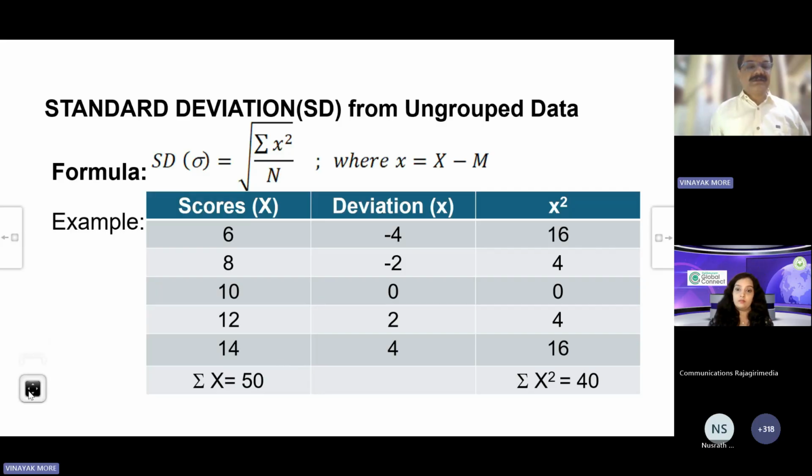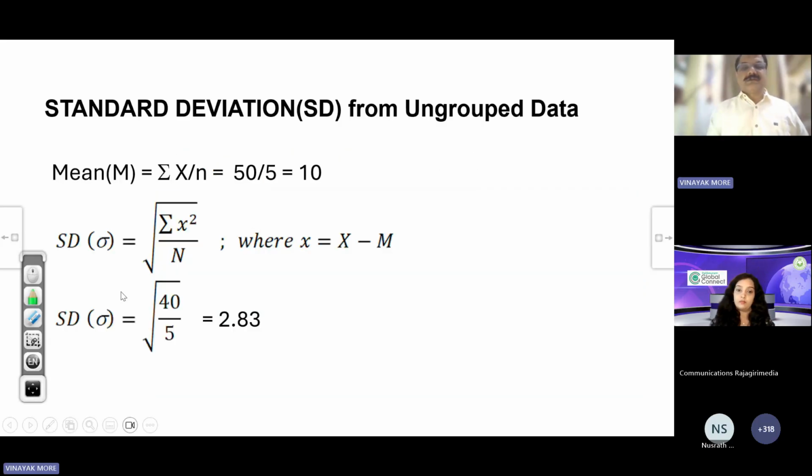The same thing is solved here. So the mean is 10 and the standard deviation is 2.83. That means the deviation of the data from its central value, its mean, is 2.83. And you can use mean and deviation to judge students' performance. For example, the average performance of the class is 10 marks, and one particular student has got 12 marks. Then you can say it is in the upper half, that is 10 plus 2 is 12.